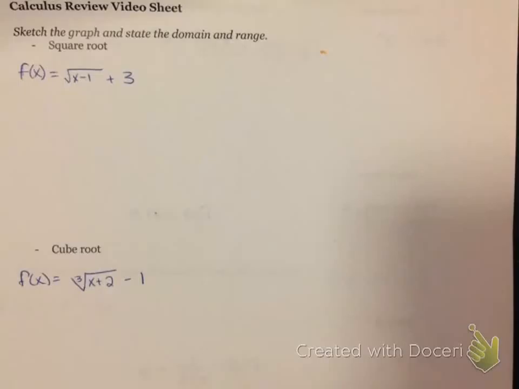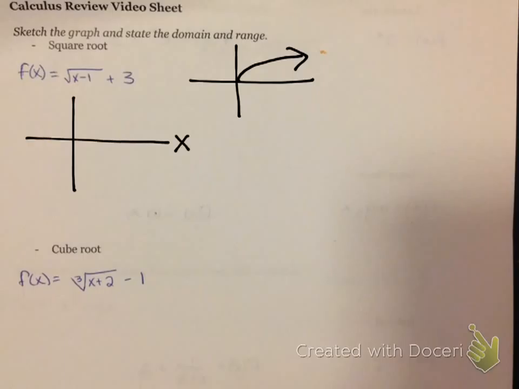Alright, so here we go with our first video on the review material. First thing is to sketch the graph and state the domain and range. So we know that our basic square root graph starts at the origin, increases to the right. Just as a reminder, square root of x minus 1 would move the graph over 1 to the right, plus 3 would move up 3, and I would still have the same shape.